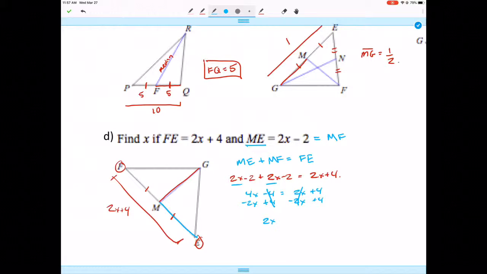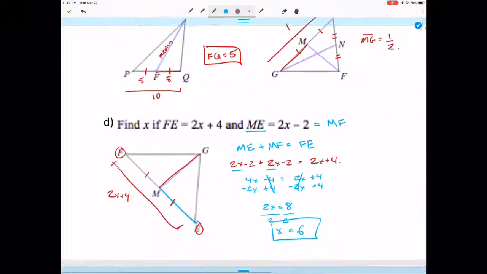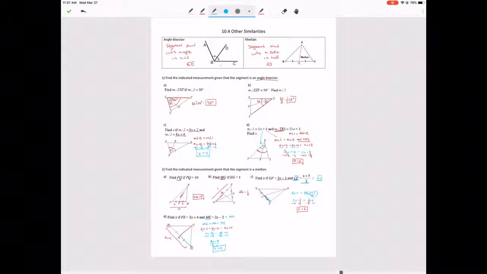We get 2x equals 8, or x equals 6. Sorry, 4. X equals 4. Sorry. X equals 4. Okay, those cancel. 8 divided by 2 is 4. All right, okay, so there are some examples.